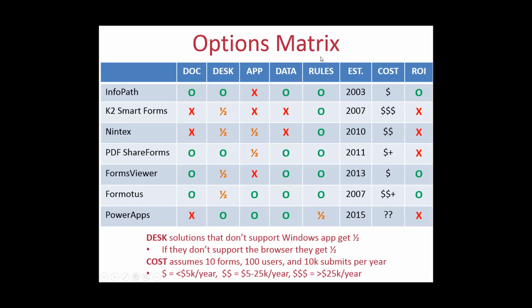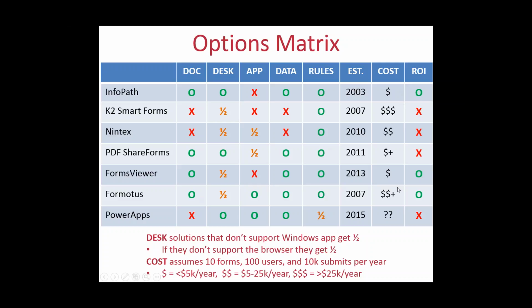One thing that's interesting about this grid is that all of these technologies, with the exception of Power Apps, have rich support for rules. InfoPath, obviously, K2, Nintex, PDF ShareForms, FormsViewer, which we're going to talk about today, Formodus, one of our partners, and Power Apps is not quite there yet, according to the people who have been looking at it. This, of course, has a big disclaimer: this is my, just off the top of my head, analysis. It's really just to give you an idea of these various technologies and where they stand in terms of those eight criteria.